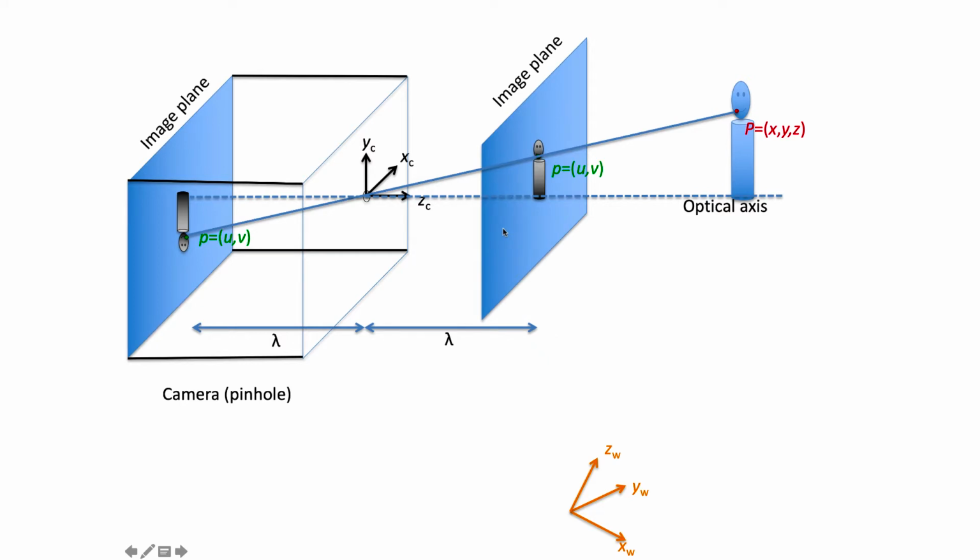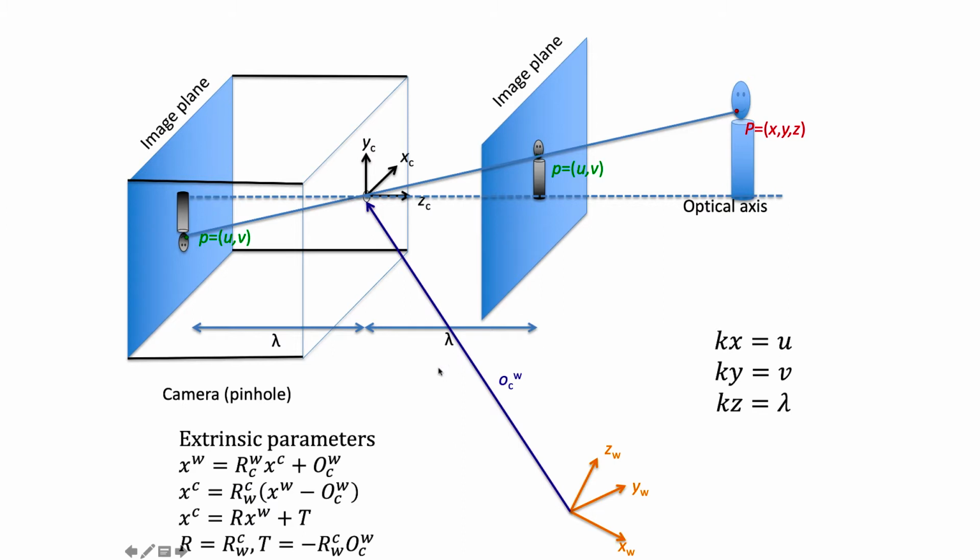Now, for simplicity, we imagine that this image plane is actually in front of that optical center, and then we need to know what is the translation from our world frame into our camera frame. We need to know our projection from our camera coordinates into our image plane, and then we need to know our extrinsic parameters. What is this translation and what is the rotation matrix?